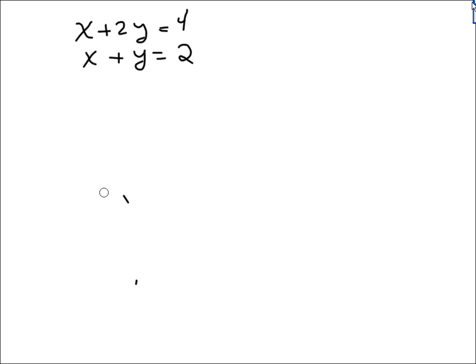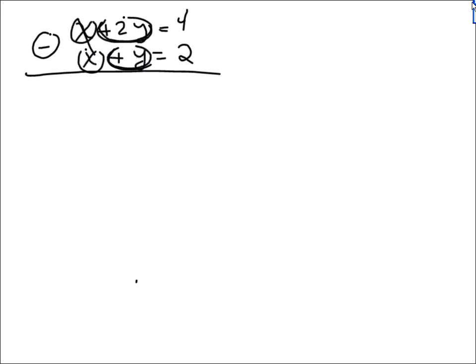Now, the instructions are to use the elimination technique. Since this is x and this is x, if I were to subtract these two equations, the x's will be eliminated. x minus x is 0. Positive 2y is just 2y, and positive y is just y. If you have 2y and you take away y or 1y, you're left with y. And 4 take away 2 is 2. So we have the y value of where they intersect.